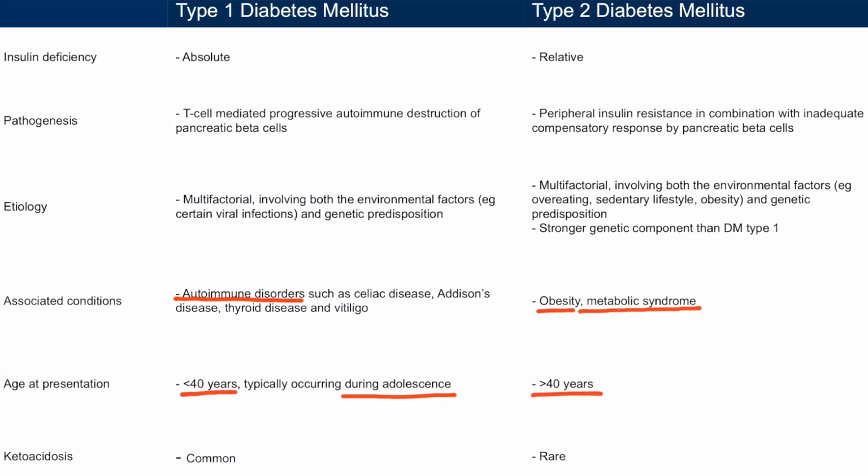Now, ketoacidosis is very commonly seen in type 1 diabetes because of the absolute insulin deficiency, but it's very rarely seen in type 2 diabetes because, as mentioned earlier, these patients retain some capacity to make insulin, so they manage to keep ketogenesis in check. Now, refer to our lecture on acute complications in diabetes mellitus for a more detailed review of that concept.